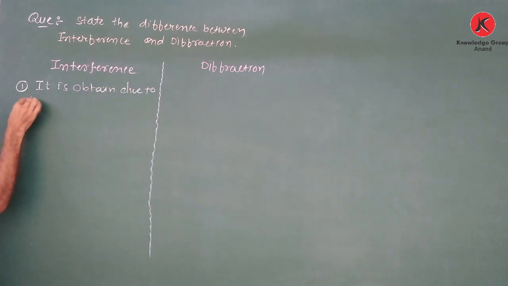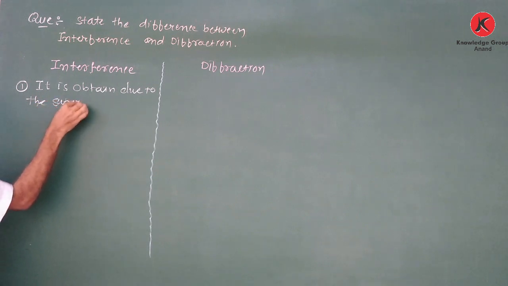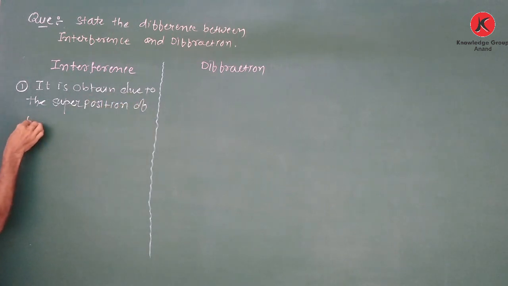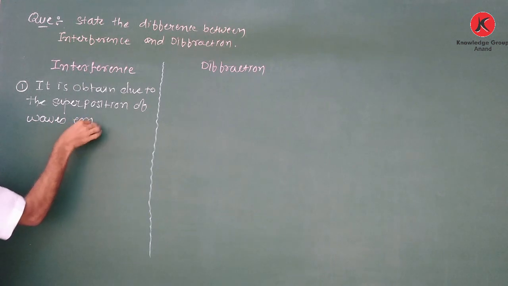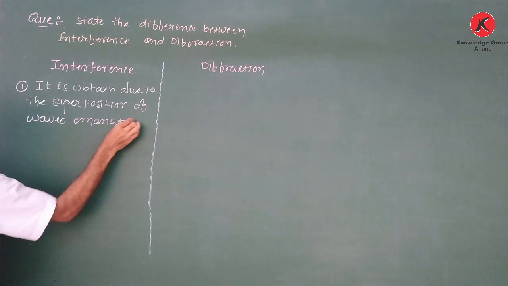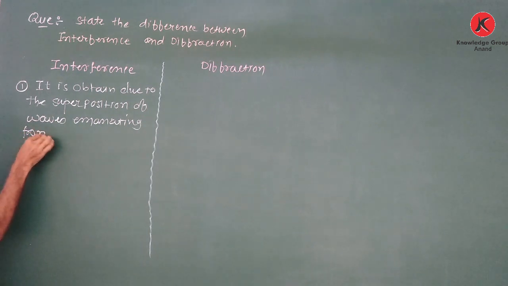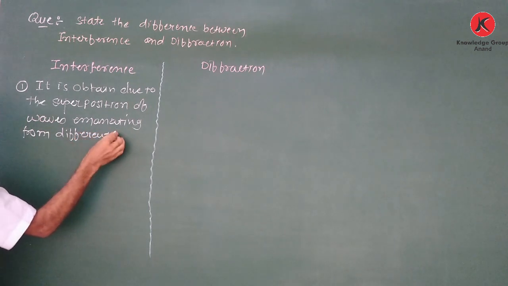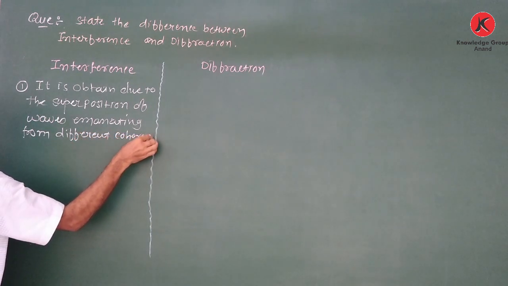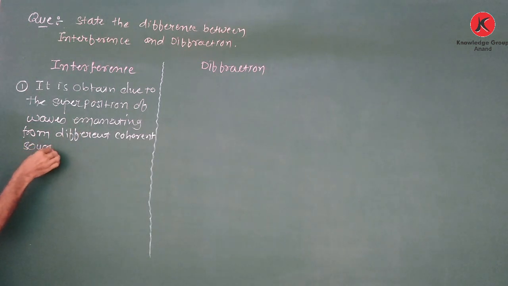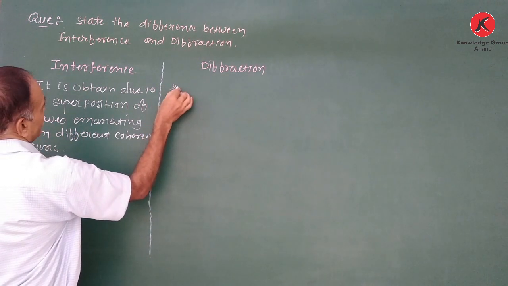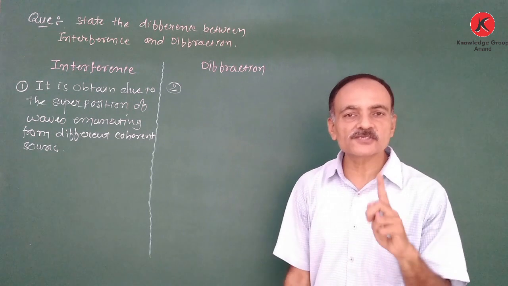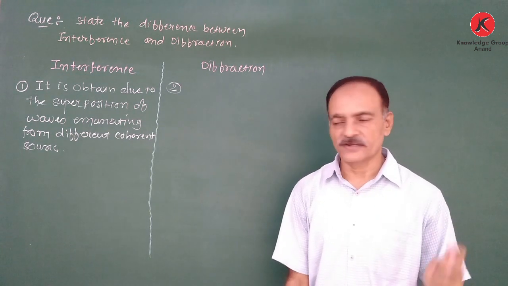due to the superposition of waves emanating from different coherent sources. While in diffraction, it is also due to the superposition of the waves, but these waves are produced from different parts of the same wavefront.